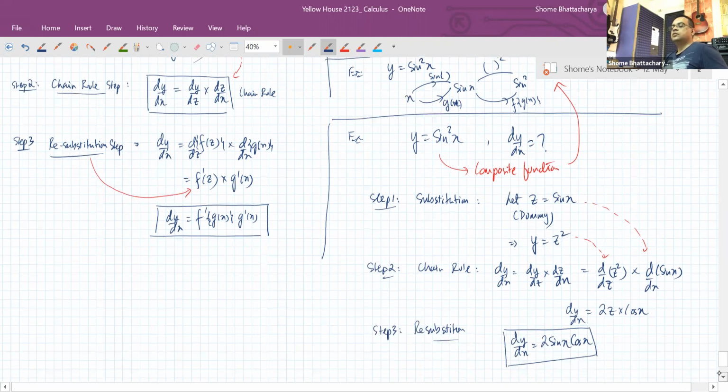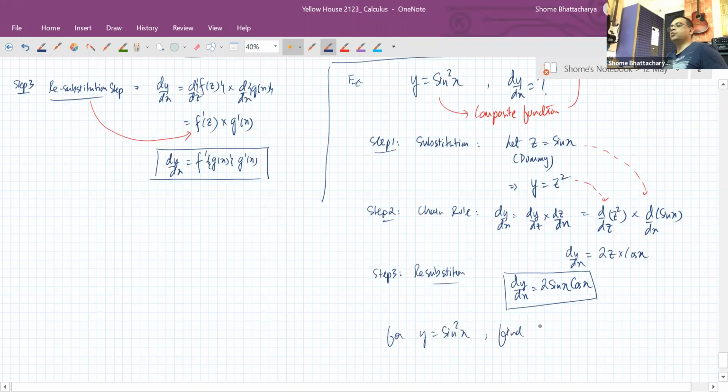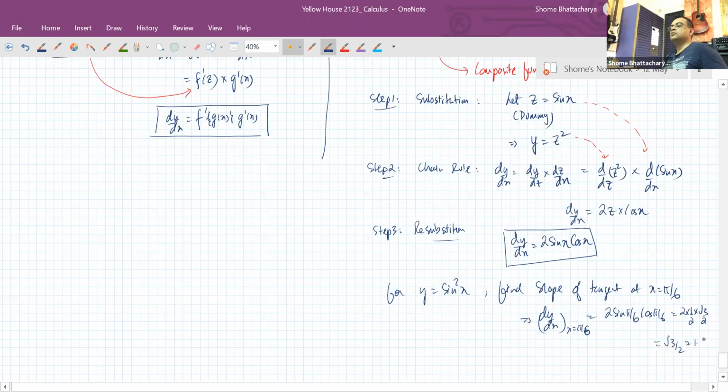So for example, for y equal to sine square x, I want to find the slope of the tangent at x equal to pi by 6. So that will be dy by dx's value at x equal to pi by 6, which will be 2 sine pi by 6 cos pi by 6, and in this case it will be root 3 by 2. This will be the slope. Okay, so this is the method of application of chain rule.